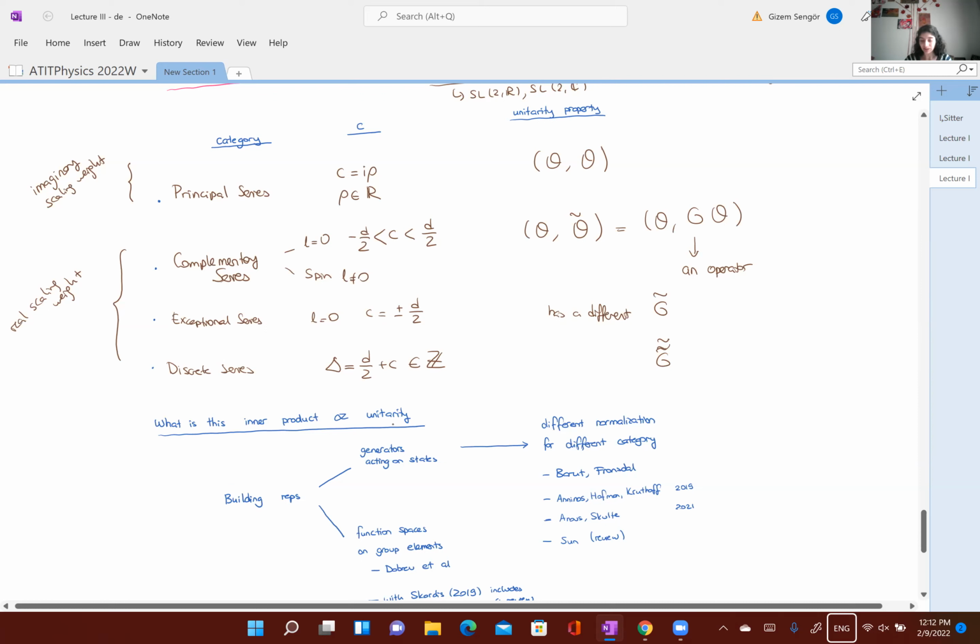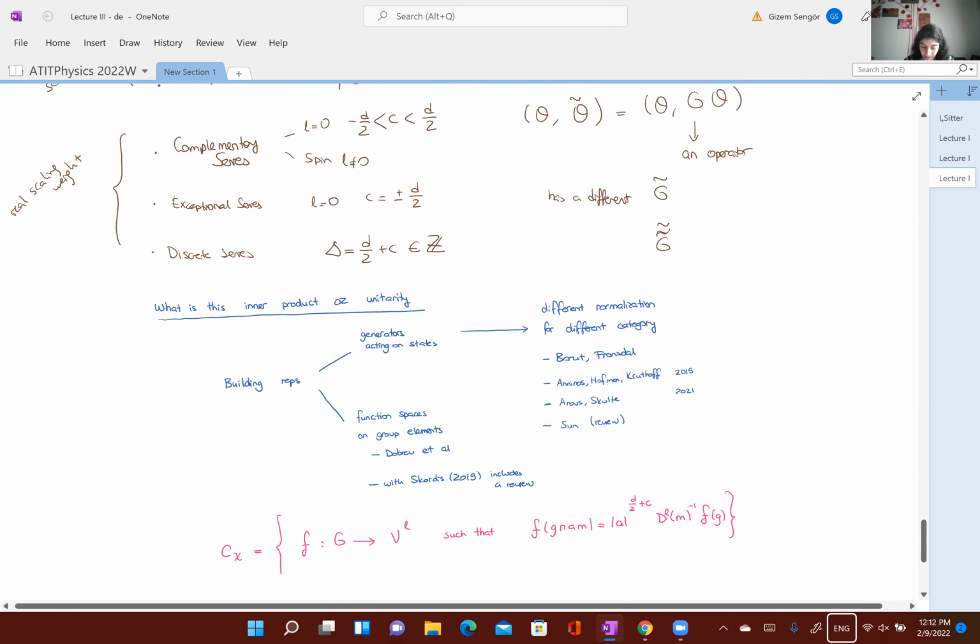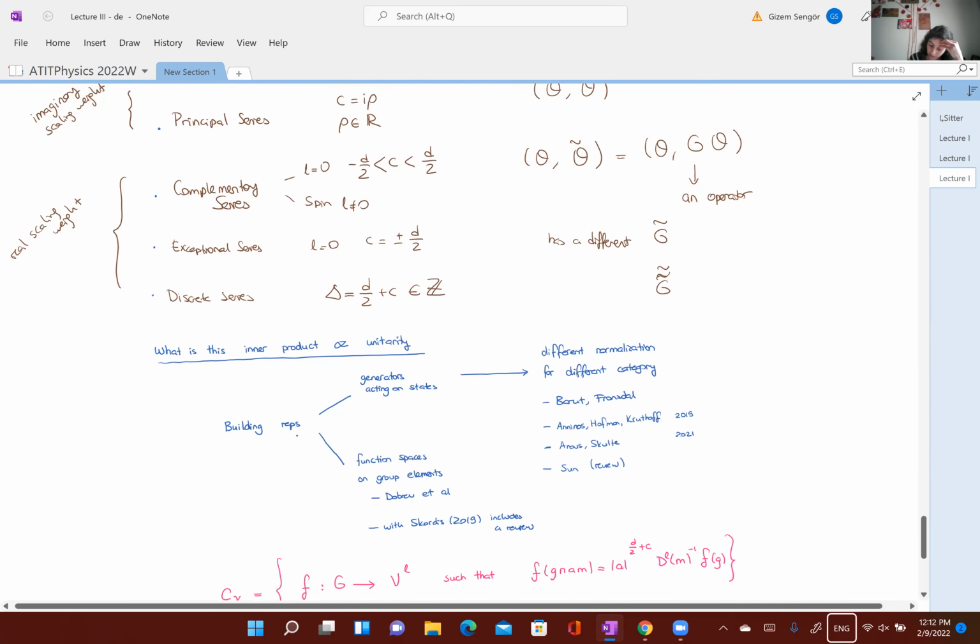So in the rest of the discussion, the aim is to help you see more of what this operator G is, at least, and let us stick to the case of just scalars. To understand this inner product and build the representations, you can go two ways. You can look at the algebra: you have your generators, and you ask what states this algebra acts on and how they transform. Or you can talk about function spaces on group elements.